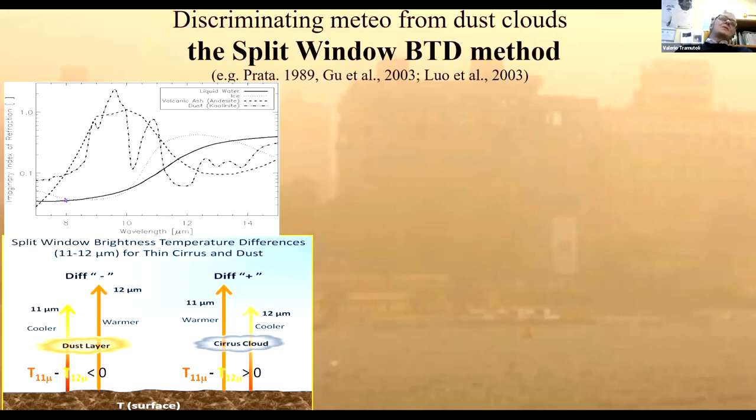This behavior is quite different. You see the black continuous line refers to the meteorological clouds. It's easy to see that in the band at around 10 to 11 micron, the transmittance of the atmosphere is better than at 12 microns. So it's better to read this curve in terms of absorbance.